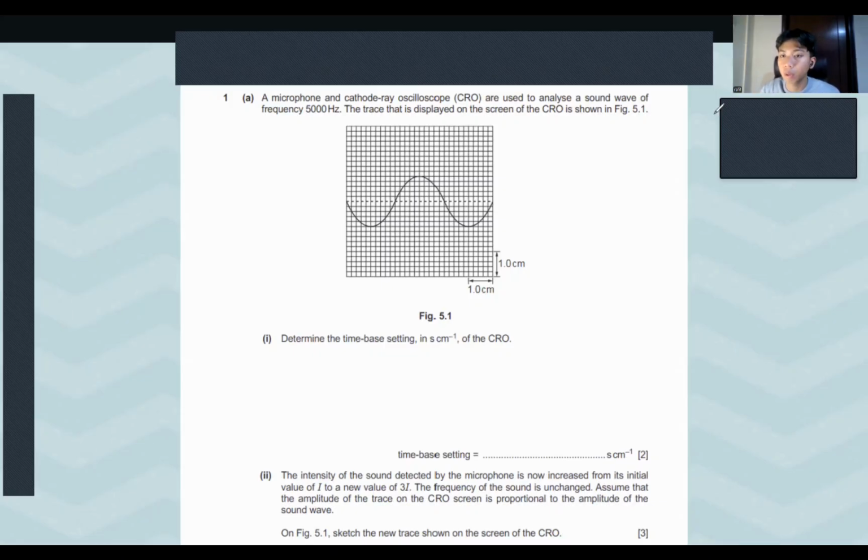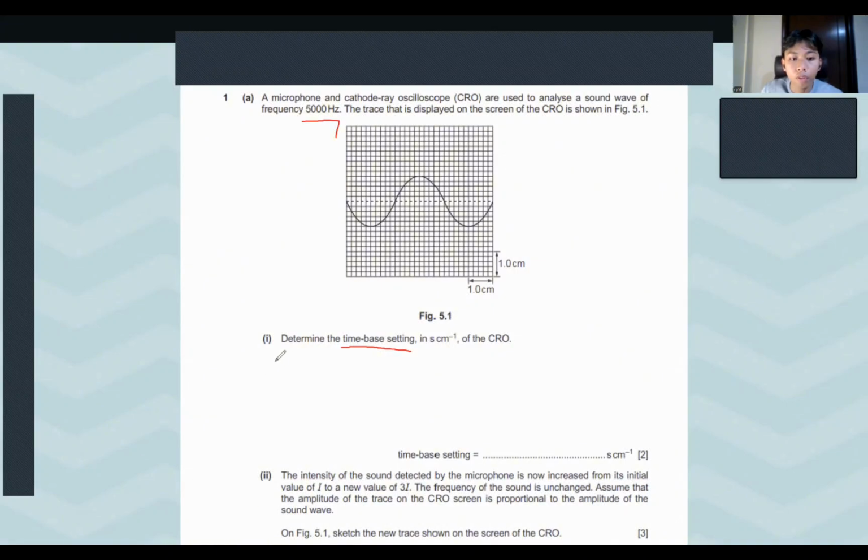So this is the sample style question that we will use for this session. The first one: a microphone and a cathode ray oscilloscope, or CRO, are used to analyze a sound wave of frequency 5,000 Hertz. So this is the CRO we can see on the screen. Frequency is 5,000 Hertz, and we have to determine the time base setting.